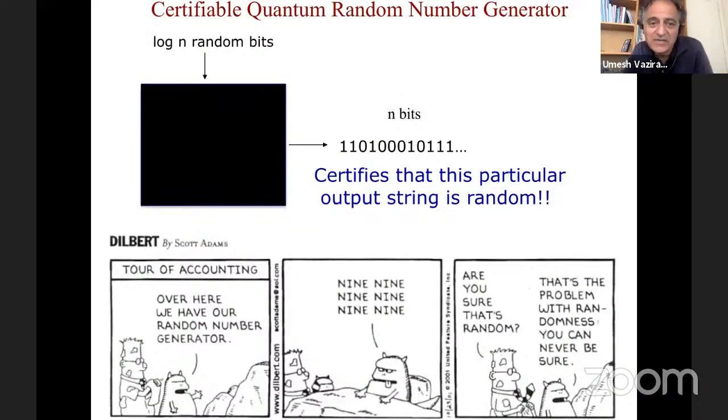Okay, so let me try to work through this. Certifiable random number generation. What we're trying to do is start with a small number of random bits and expand that into a larger number of statistically random bits, together with some sort of certification that this particular output bit must be random, even though we don't trust the quantum device that's generating that extra randomness.